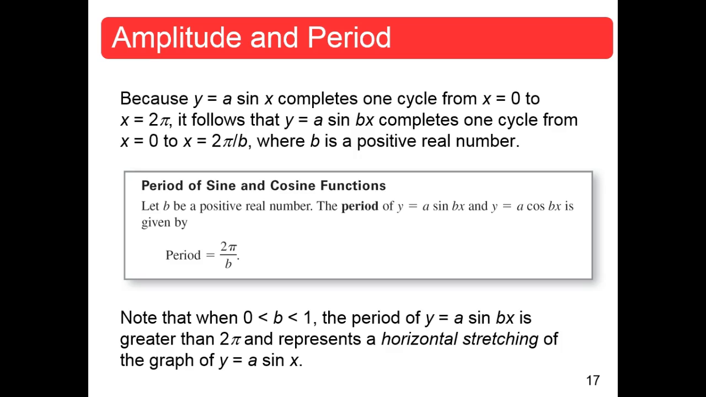Now, a can be positive or negative. B, we always do positive. We do not have b being a negative real number.